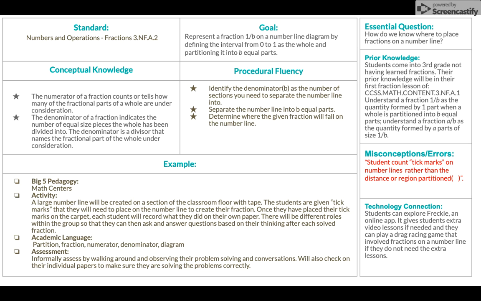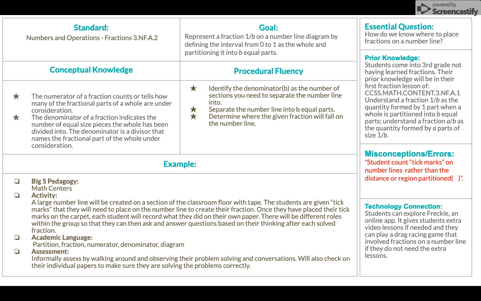So then let's go into the procedural fluency. They need to identify how many. So like I said, with the 1/4, they need to understand how to separate that onto the number line. So that's kind of the conceptual and procedural pushed into one for what they need to understand.